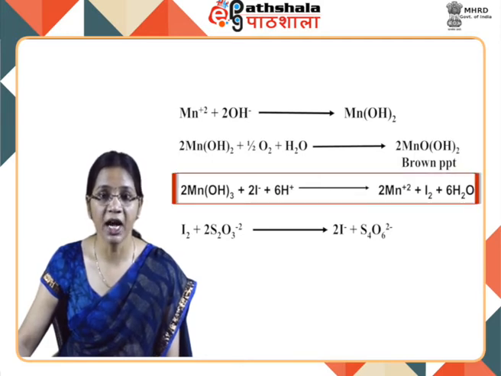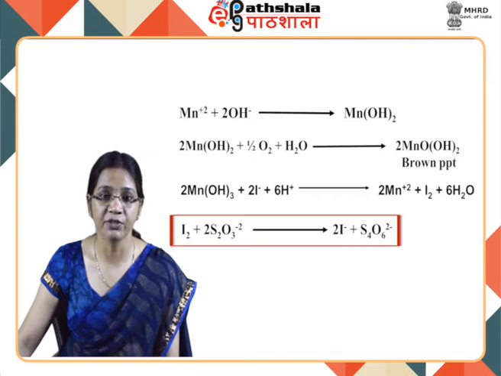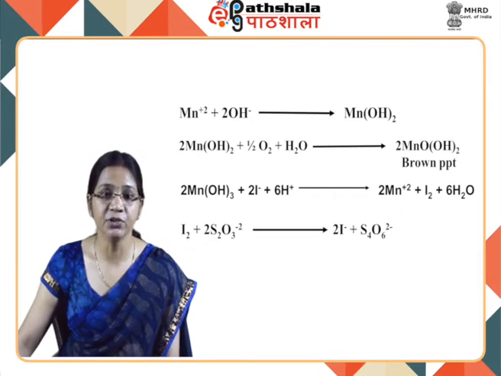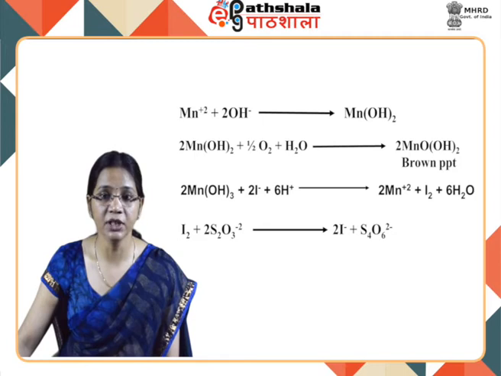Now, Mn3+ ions oxidize the previously added iodide ions to iodine. The iodine is then titrated with thiosulfate. Iodine is reduced to iodide and the thiosulfate is oxidized to tetrathionate. All these equations are shown here.